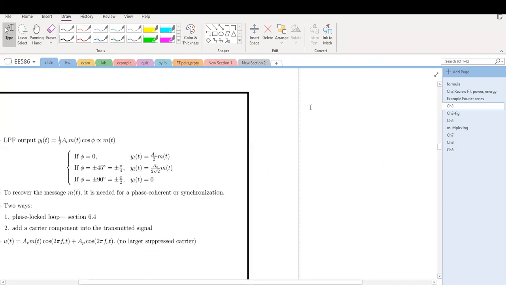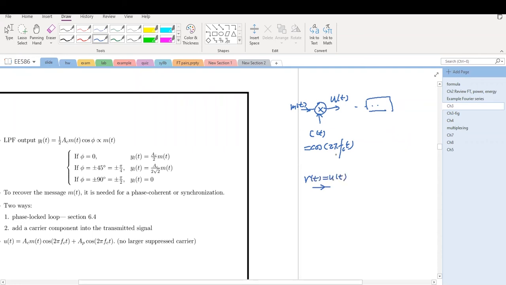Let's do a little summary here. At the transmitter, the modulator is that if we have a message here, we modulate with a carrier c of t equals cosine. And then we have u of t, and then you launch it to the channel. The channel, we're assuming that's ideal, right? At the receiver, we're going to have r of t that equals u of t, exactly the received modulated signal.